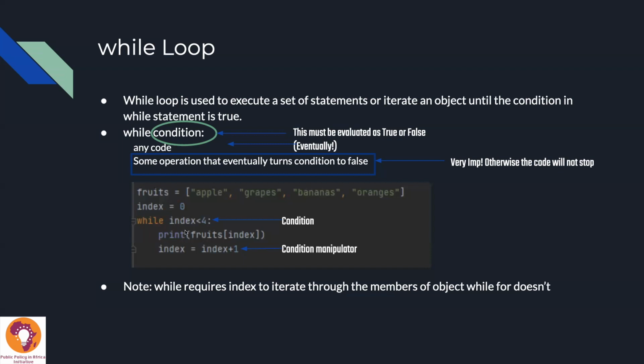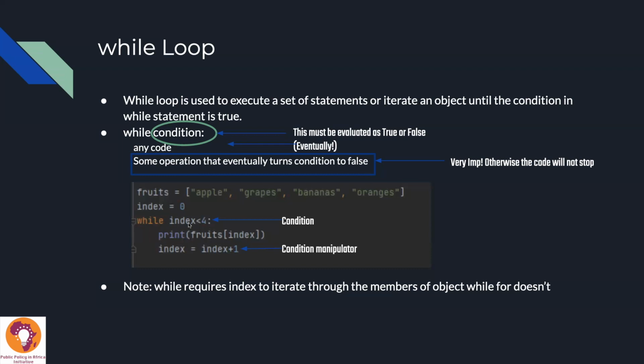On the first iteration of the loop, we go in and index is equal to 0. We check this condition: is index less than 4? It is. 0 is less than 4, so that evaluates to true. So we enter into our loop and start executing the code in here. We print fruits at index 0, so we print out apple, and then we take index, add 1 to it, and assign that back to index. Now the value of index is 1.